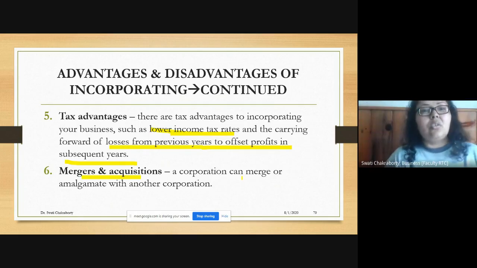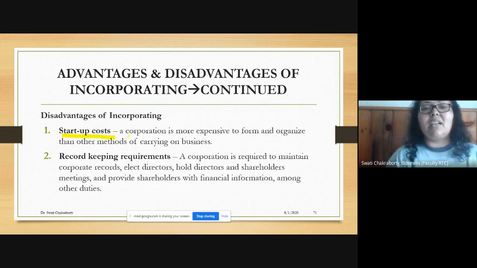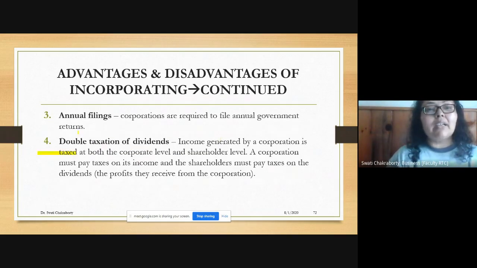Right. So, what are the drawbacks? First is the startup cost. Setting up a corporation is very expensive, right? And there are a lot of procedures that have to be carried out. Record keeping requirements: there are a lot of records that have to be maintained about all the stakeholders, even the process, how they're going about. Annual filings are mandatory, right? They have to file their annual filings with the government regarding their returns.